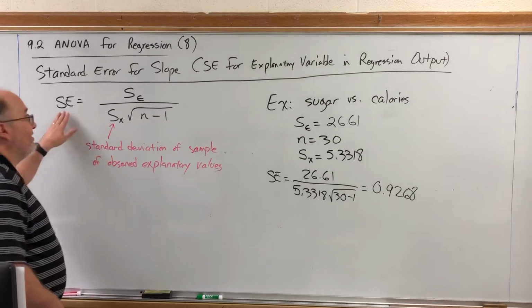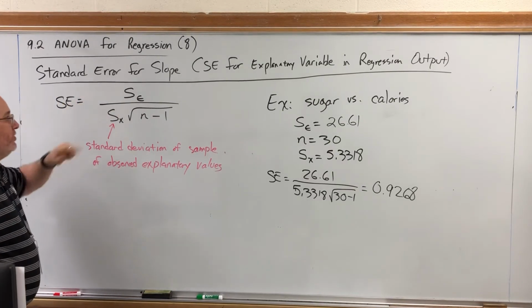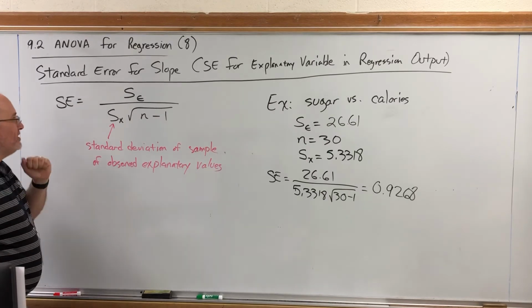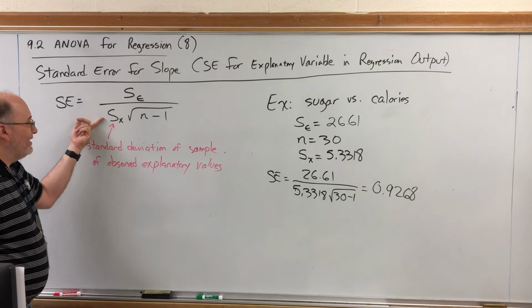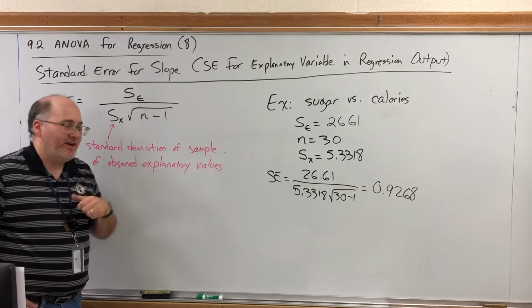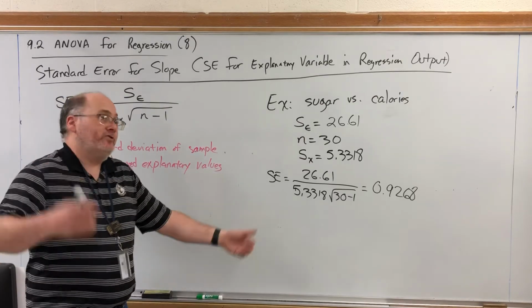So calculating the standard error for slope manually really isn't that difficult if you have the pieces. The hardest piece to get actually is the standard deviation for the x's, at least if you're just doing it with a calculator and not some technology that can just say, here's your standard deviation.